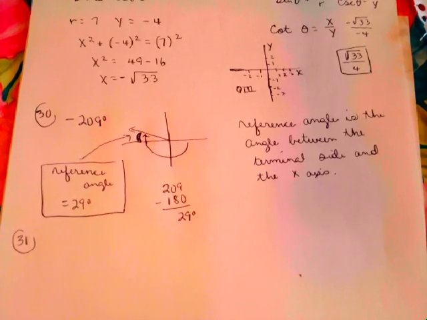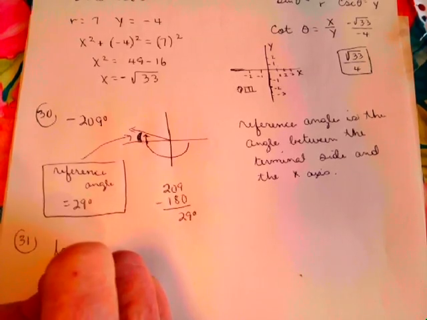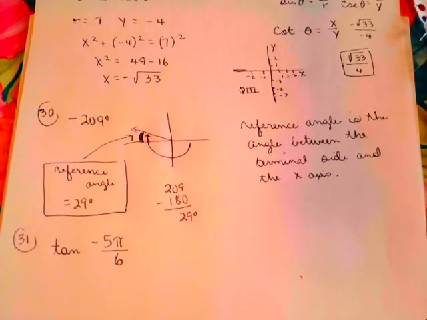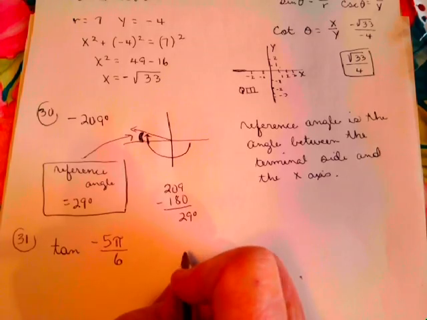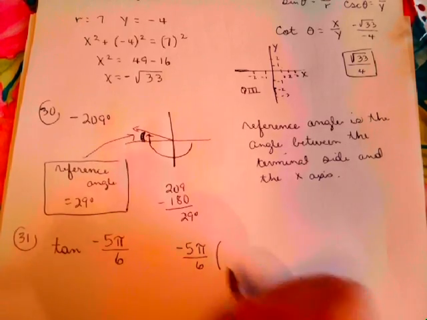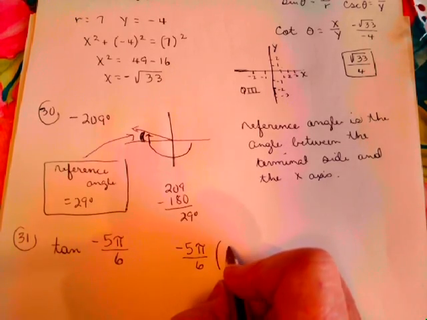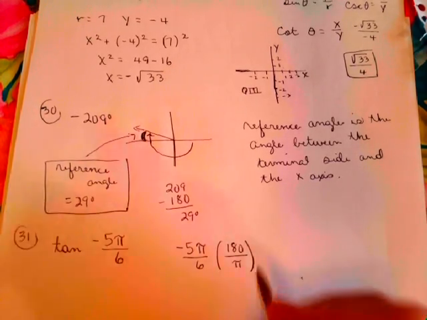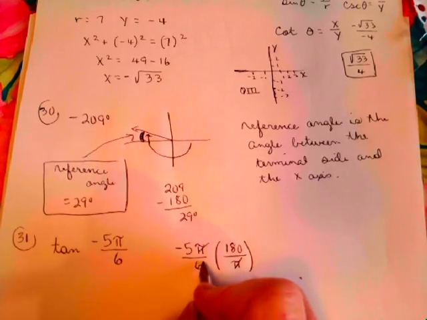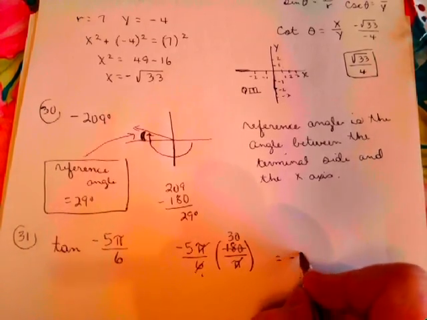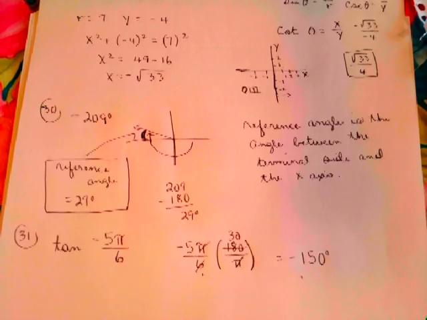31. Use a reference angle to find the exact value of this expression. I want the tangent of negative 5 pi over 6. I think many of you would benefit from changing this to degrees before you started. Remember to change from radians to degrees, multiply by 180 over pi. The pi's cancel. 6 goes into 180 30 times. Negative 5 times 30 is negative 150 degrees.